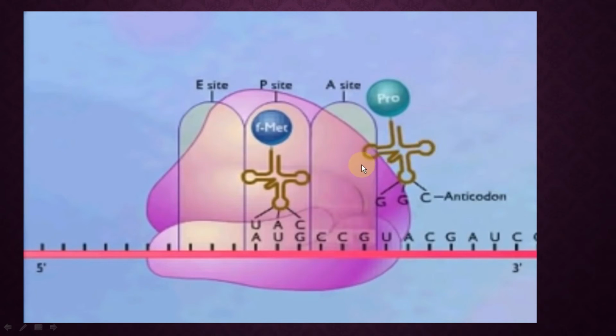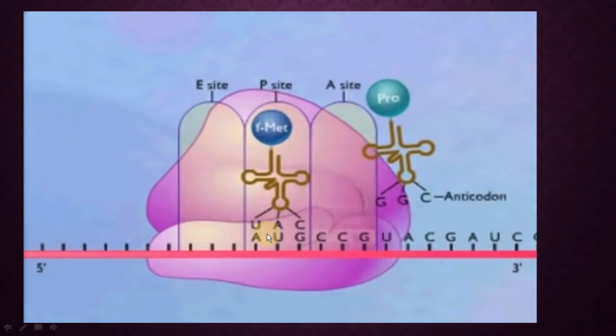Only the first tRNA gets attached to the P site, but all the remaining tRNAs will come and attach to the A site only. Okay, this you have to keep in mind. The first tRNA only will come and get attached to the P site. Its codon is always AUG and its anticodon will always be UAC. The other codons are not definite, but the first codon and anticodon are definite. It is fixed.